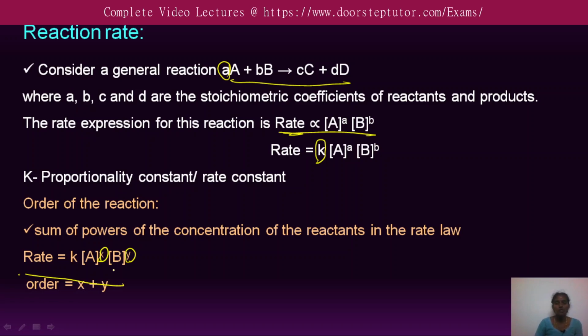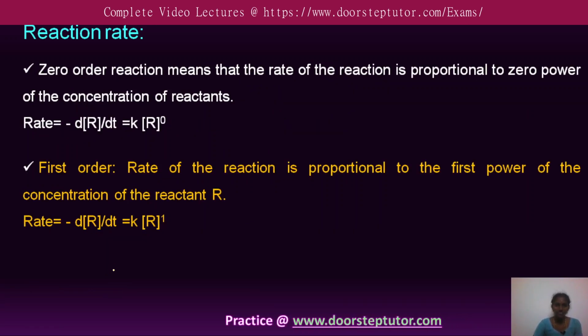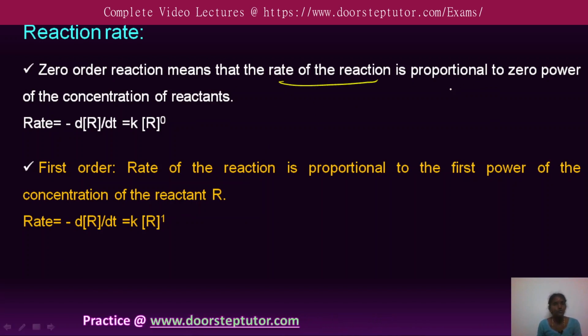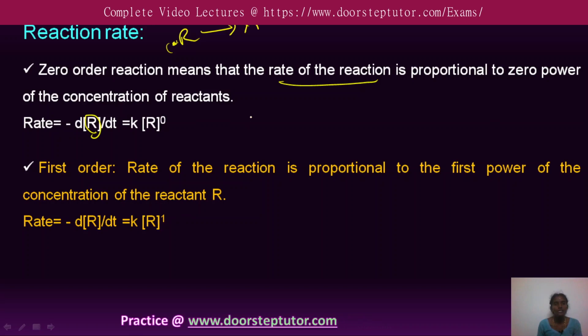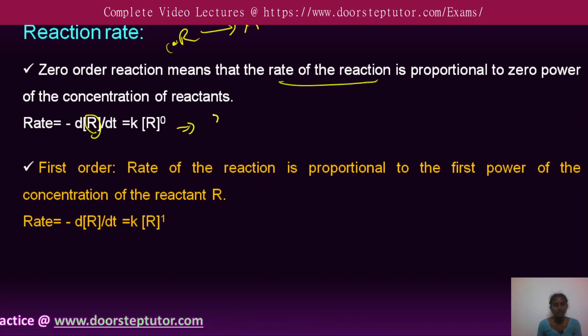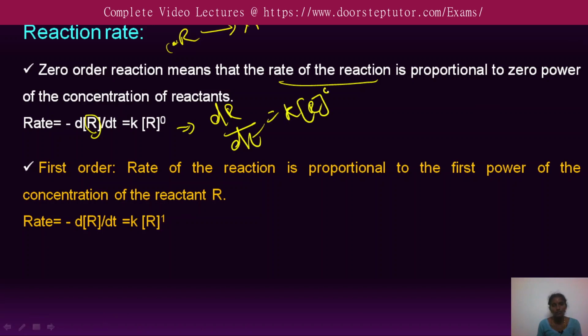Now coming to the zero order reaction, the rate of the reaction here is proportional to the 0th power of the concentration of the reactant. That is, here we consider that R is used to form the product A. There is no stoichiometric coefficient, and the order is 0. So we write dR by dt is equal to k into R to the power of 0, so we get dR by dt is equal to k.